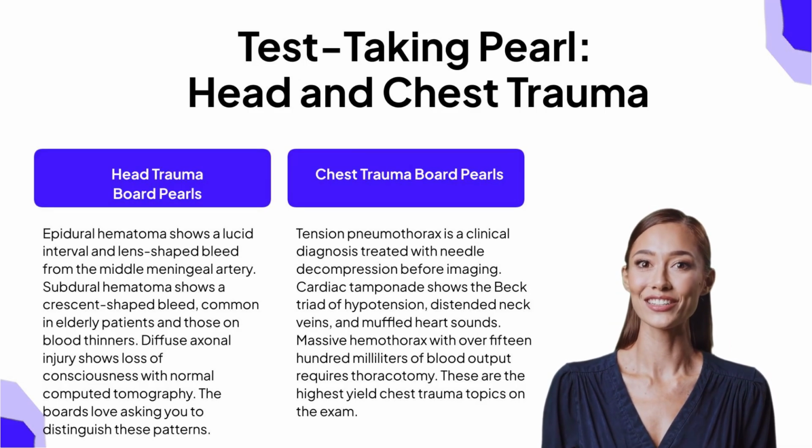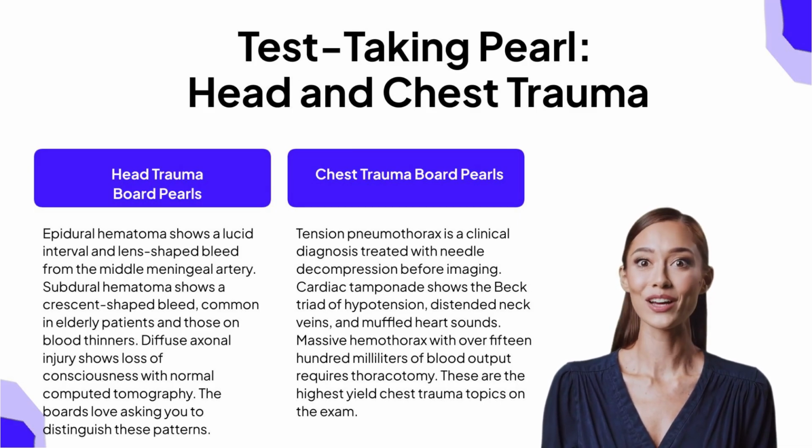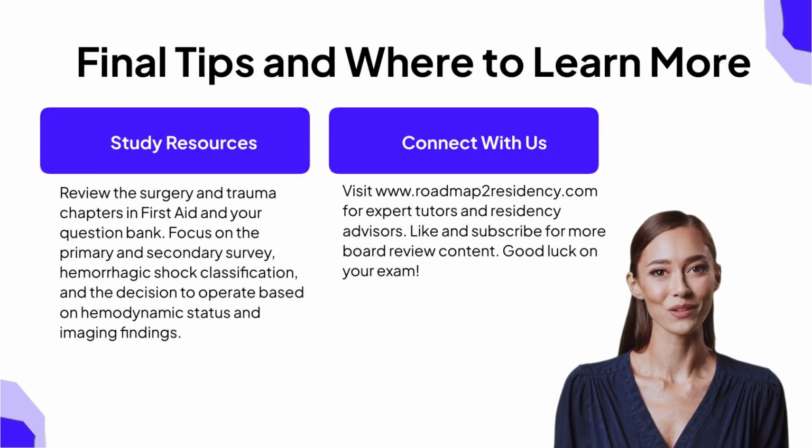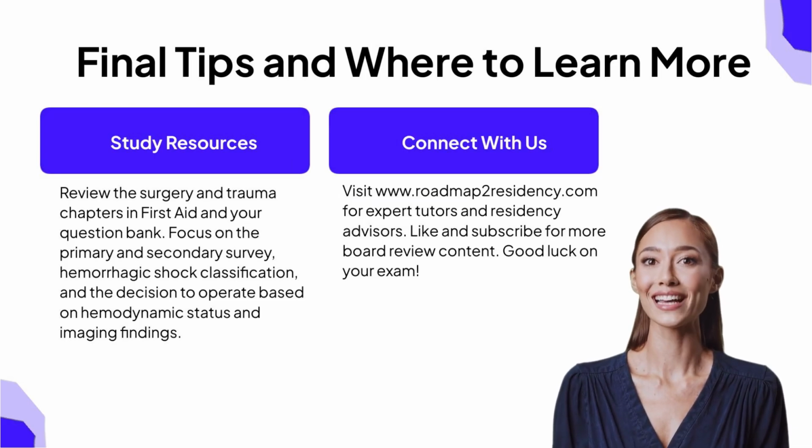Cardiac tamponade presents with the Beck triad, hypotension, distended neck veins, and muffled heart sounds. Massive hemothorax, defined as initial output over 1,500 milliliters from a chest tube, requires thoracotomy. That wraps up our trauma test taking strategies for Step 2. Let us review the key takeaways.